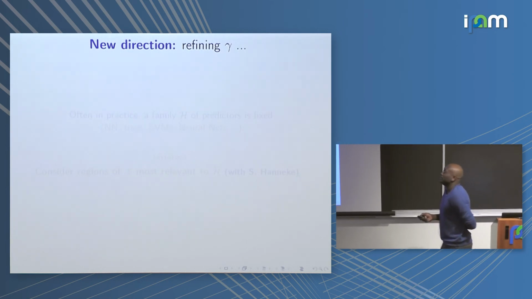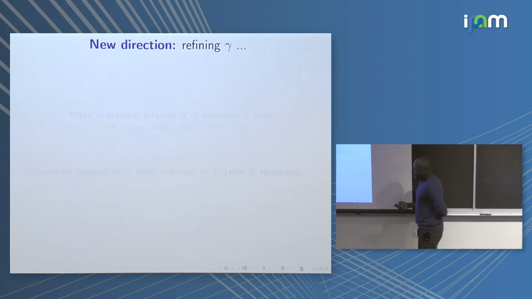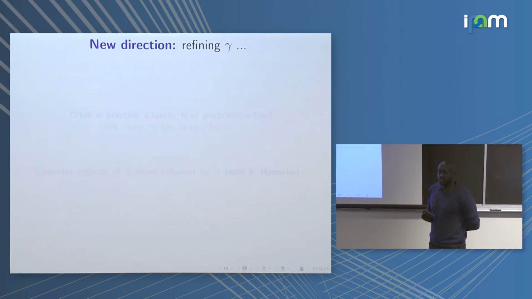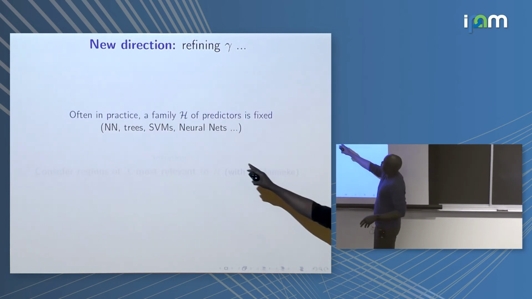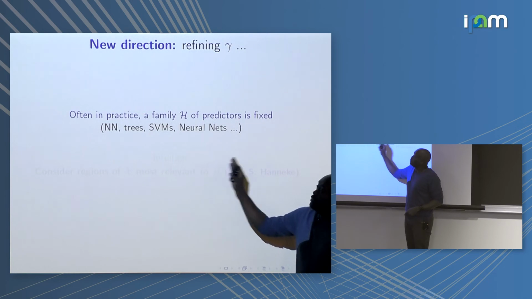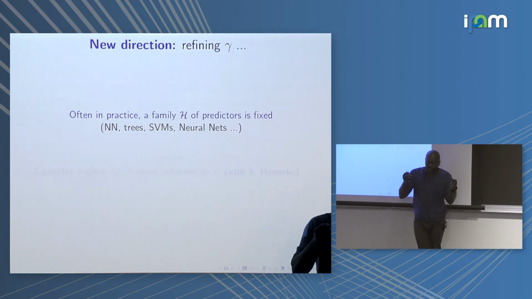Okay, so new directions. Here are some new directions. So we want to refine gamma. Even though I'm saying that gamma is more optimistic than previous notions of distances between distributions in capturing transfer, it is still of somewhat pessimistic nature. Mainly because we are looking at these differences between P and Q over the entire space, over the entire support of Q. In fact, if you think about how people do machine learning, they fix a family of predictors, and then they will really only try to transfer information within that family of predictors.